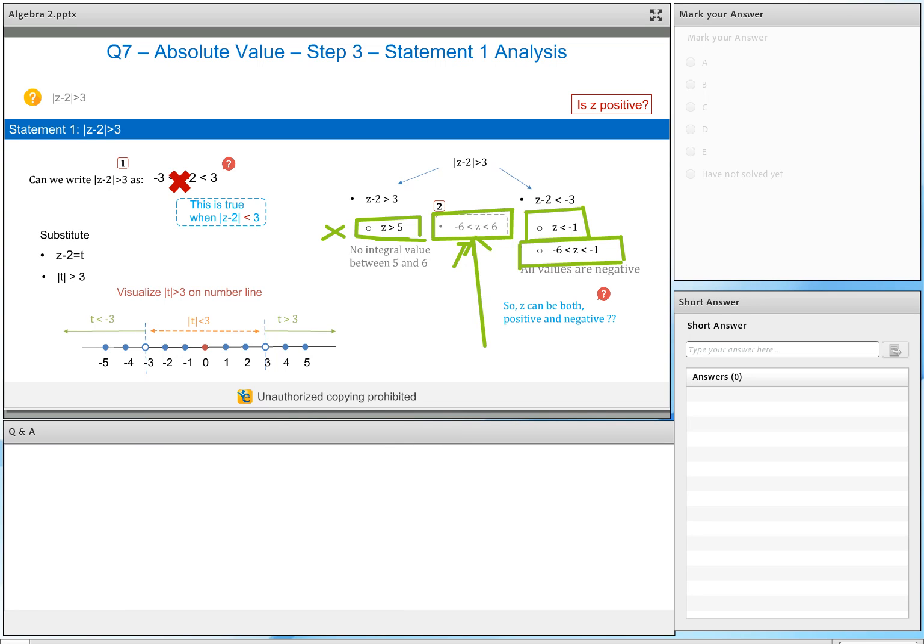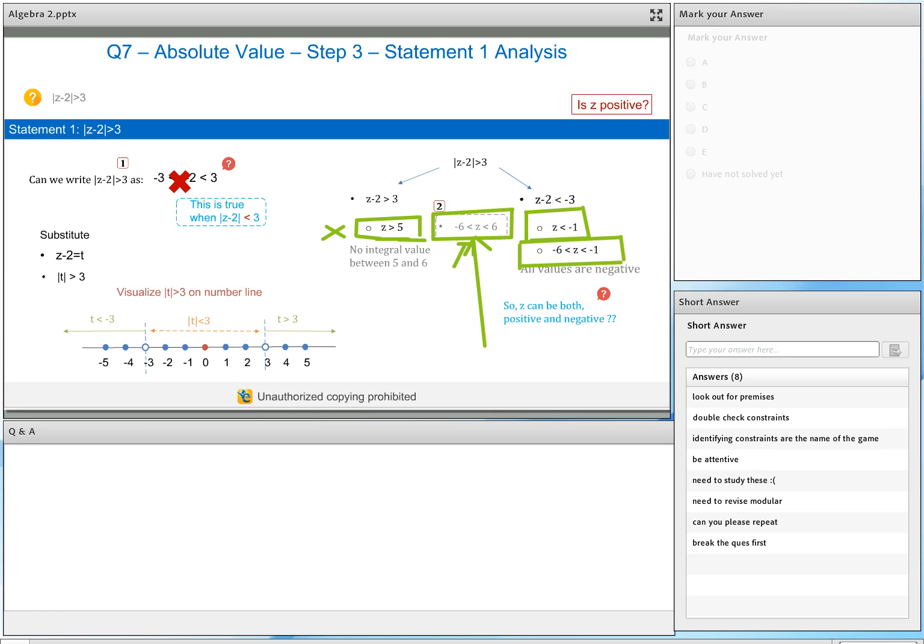What's your learning from this question? I need a little bit more specific. Double check constraints, that's right. You have to understand the question statement. Absolutely right. You need to understand the question statement. You have to take the information from the question statement, because that's a given. Those are the constraints for your entire question.